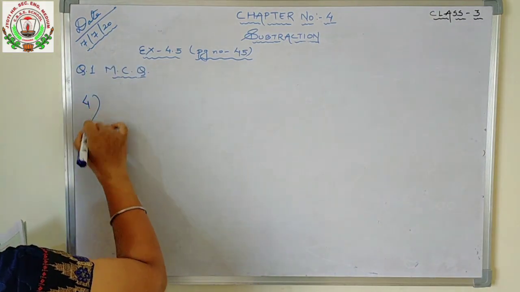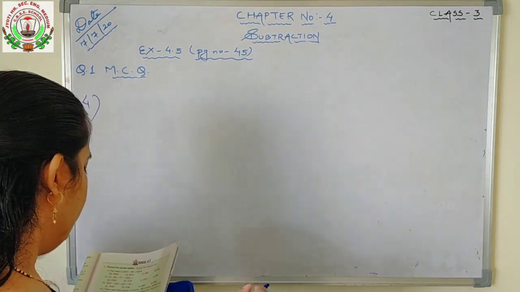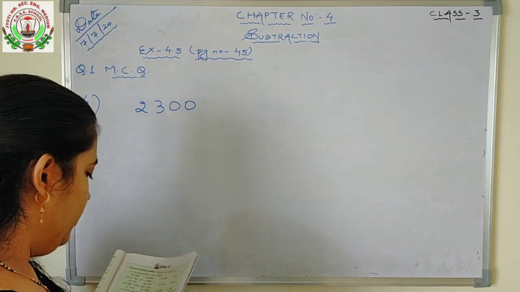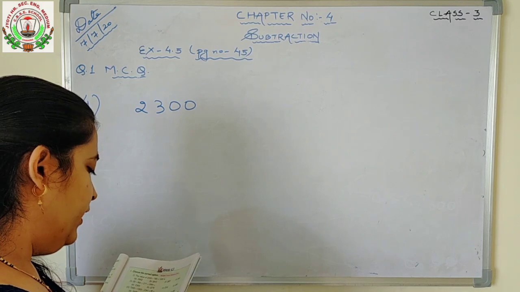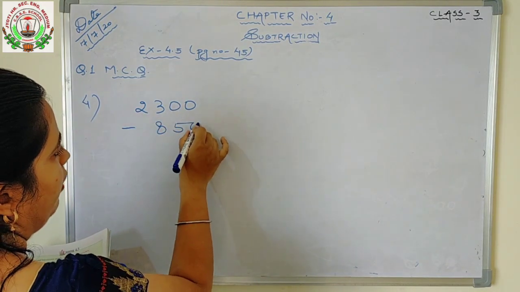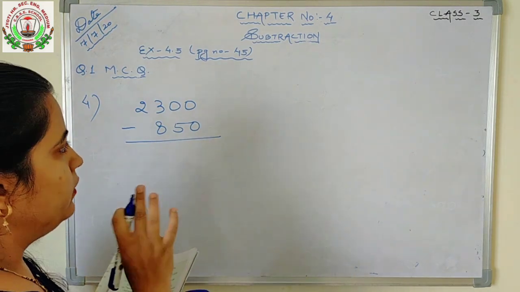Number 4. There were 2300 people. After some time, 800 people left the function. Left means they have gone from the function. First we will solve till here.